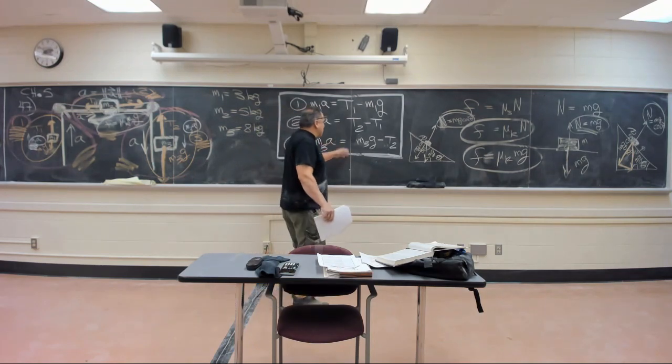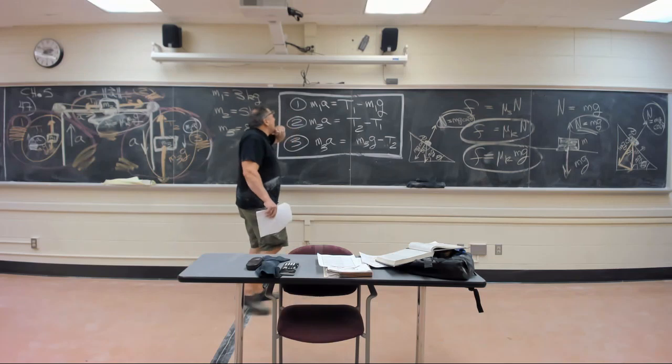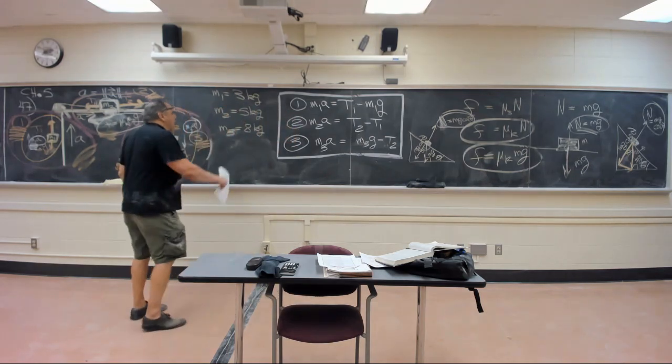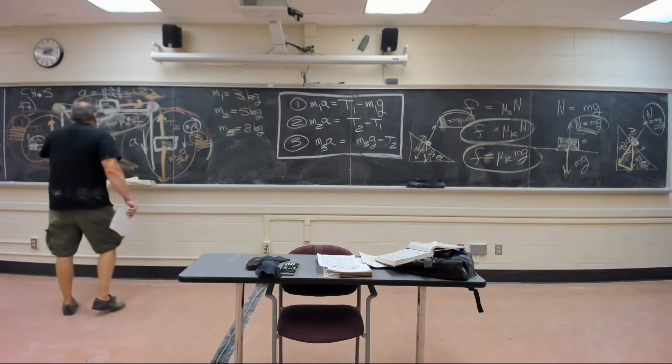M3A is going to be the same as it was earlier. M3A is M3G minus T2, and M1A equals T1 minus M1G. No problem. Here is the issue.